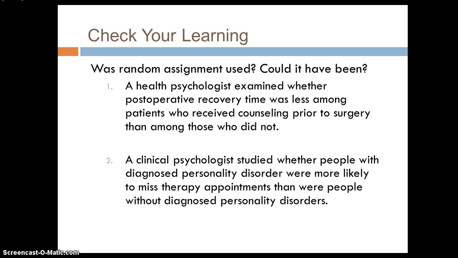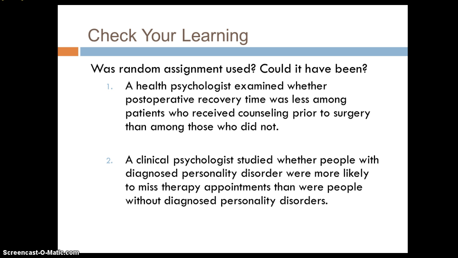The first is a health psychologist examined whether post-op recovery time was less among patients who received counseling prior to surgery than those who did not. Now, if we want to talk about random assignment here, we could randomly assign our groups of people who are going to undergo surgery to one condition or another. So the first one, yes, it could have been used.